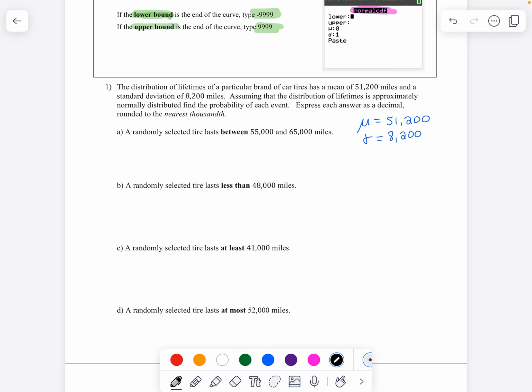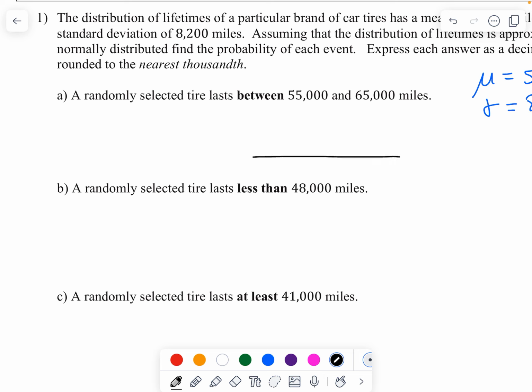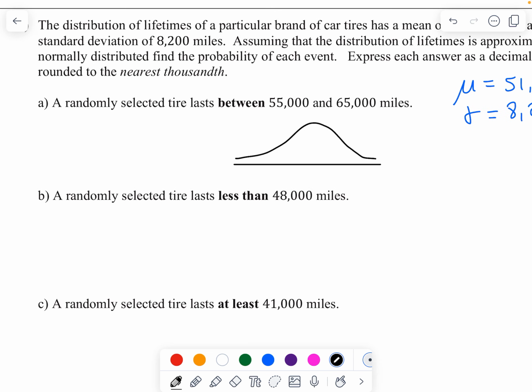So for each of these, I am going to draw a picture because I do think that is a very helpful step. It gives you the ability to have that visual and really make sure you're using the correct upper bound or lower bound in each problem. So 51,200 is the average. 55,000 would be to the right of that, and 65,000 would be even further to the right of that. So we're calculating right now this area between 55,000 and 65,000 miles. What percent of car tires of this brand last between this interval of values.